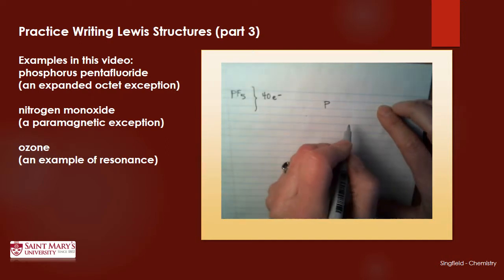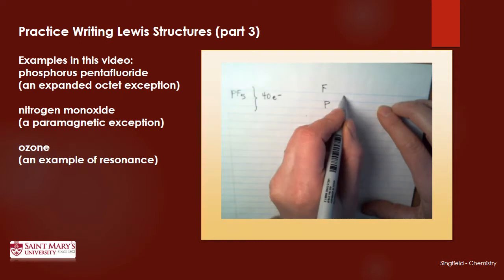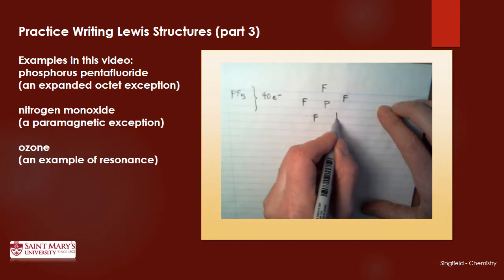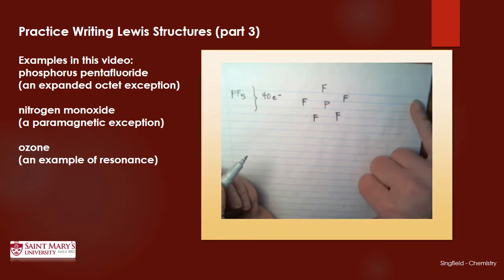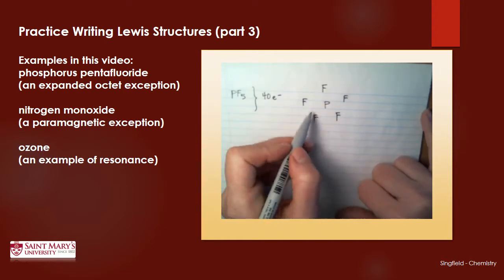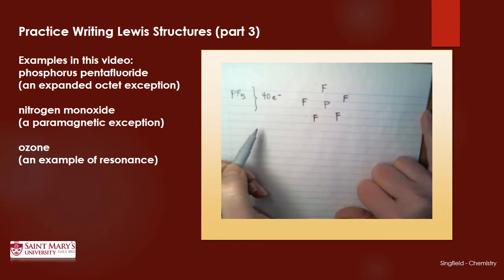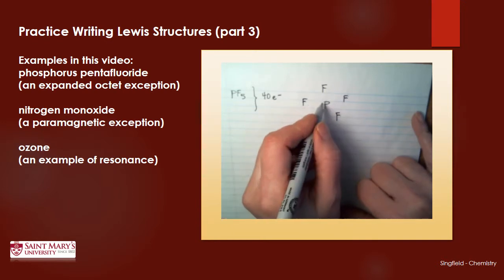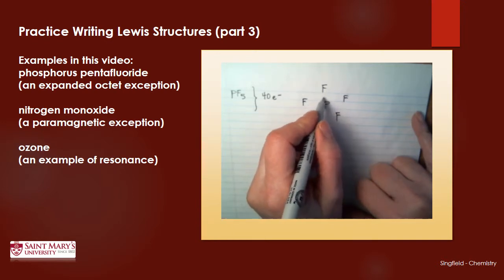Phosphorus is in the center, and I will arrange my 5 fluorines around the phosphorus. And just to reiterate, the Lewis structure is not indicating anything about the bond angle or geometry or shape, only the bond pairs and the lone pairs. Let's make single bonds between all of the atoms that are bonded together.